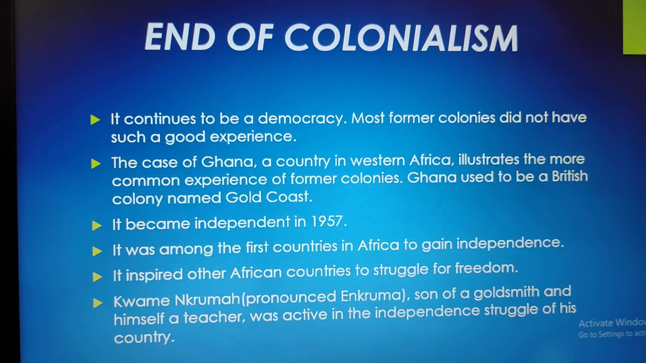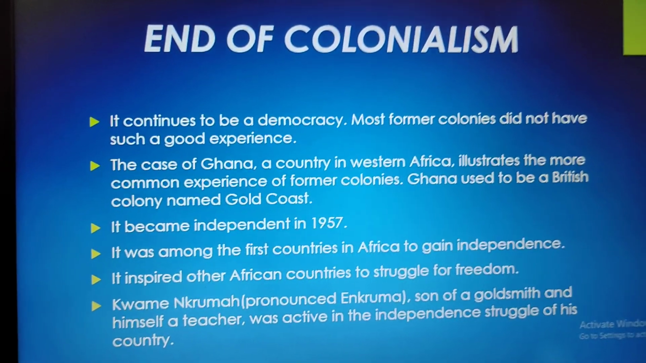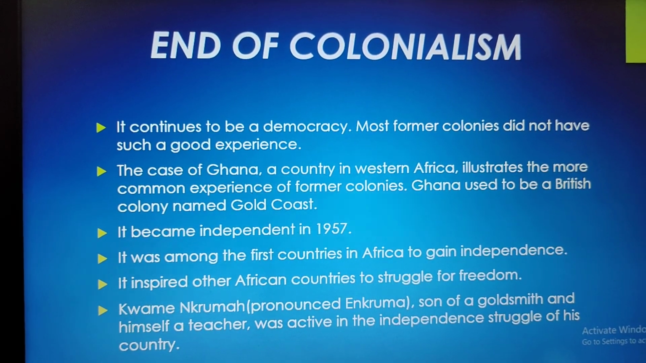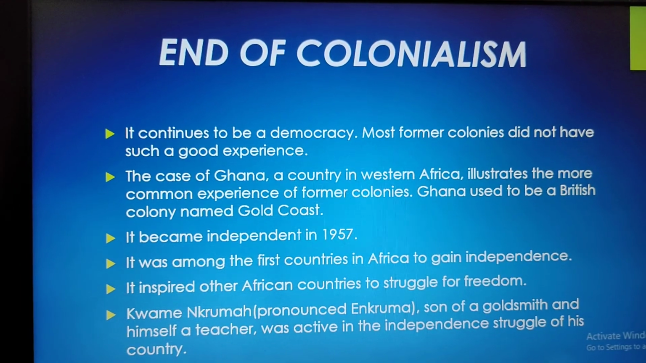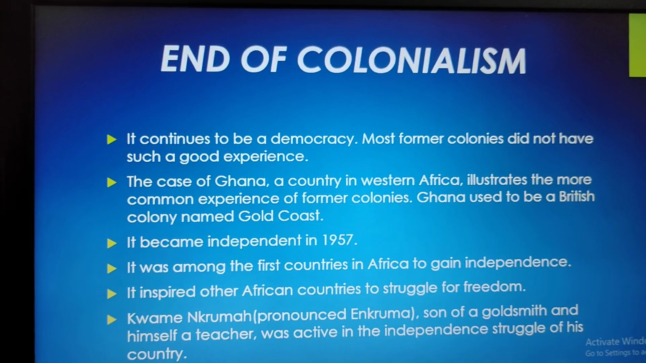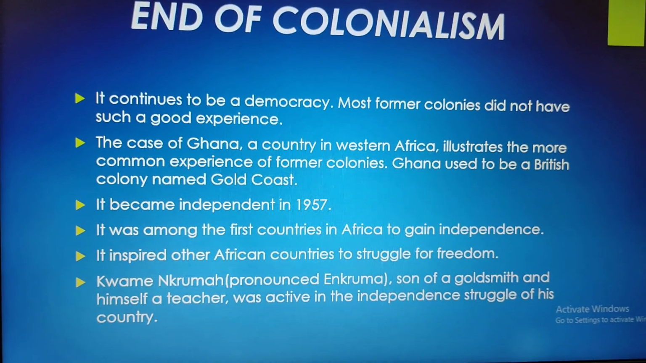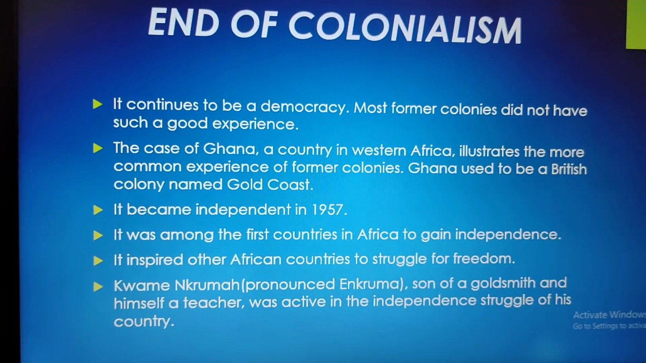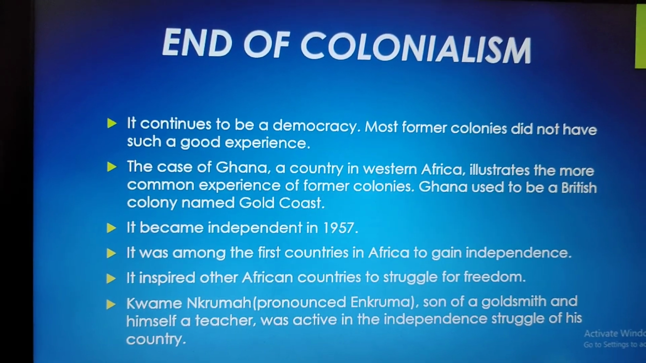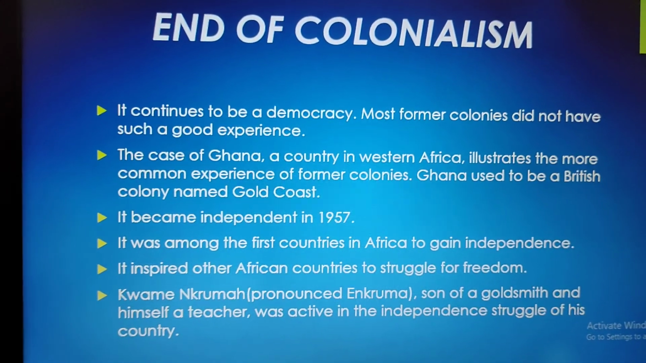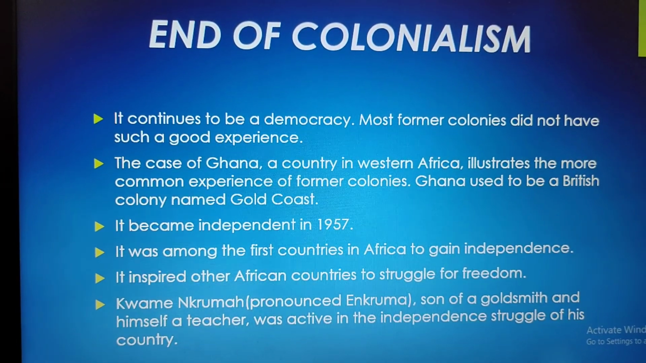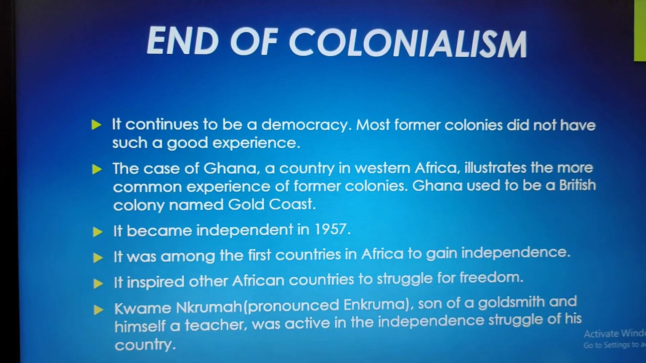Chile was a democratic country, led by Salvador Allende. People were very happy with the ruler because the ruler was elected by the people. But later on, that democracy was overthrown and a military dictatorship was established. Like Chile, there are many other countries who were democratic earlier, but later on that democratic freedom was taken away. Ghana, a country in Western Africa, illustrates the more common experience of former colonies.